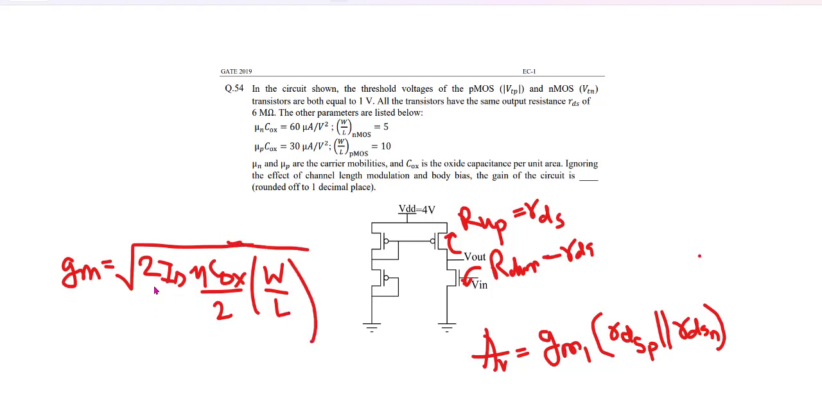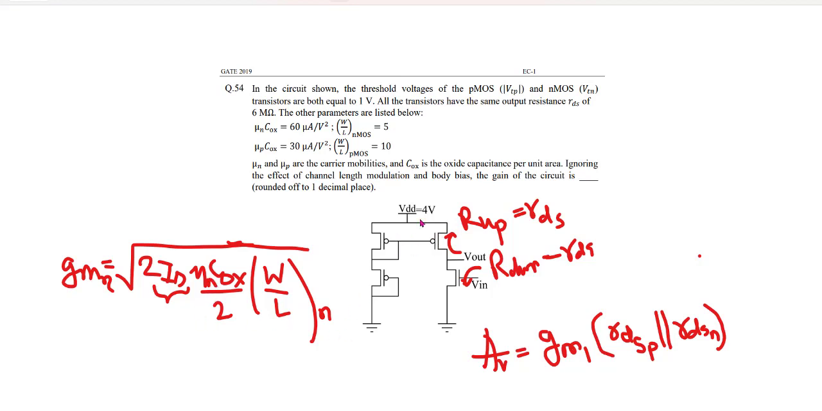Now you have to find ID for this, right? Because ID is not given. The rest of the values are given. So this is what is the GM1, that is for the NMOS. That is GMN. This is nothing but GMN. So now this is NMOS, right? This is GMN, this is W by LN, mu N, okay?